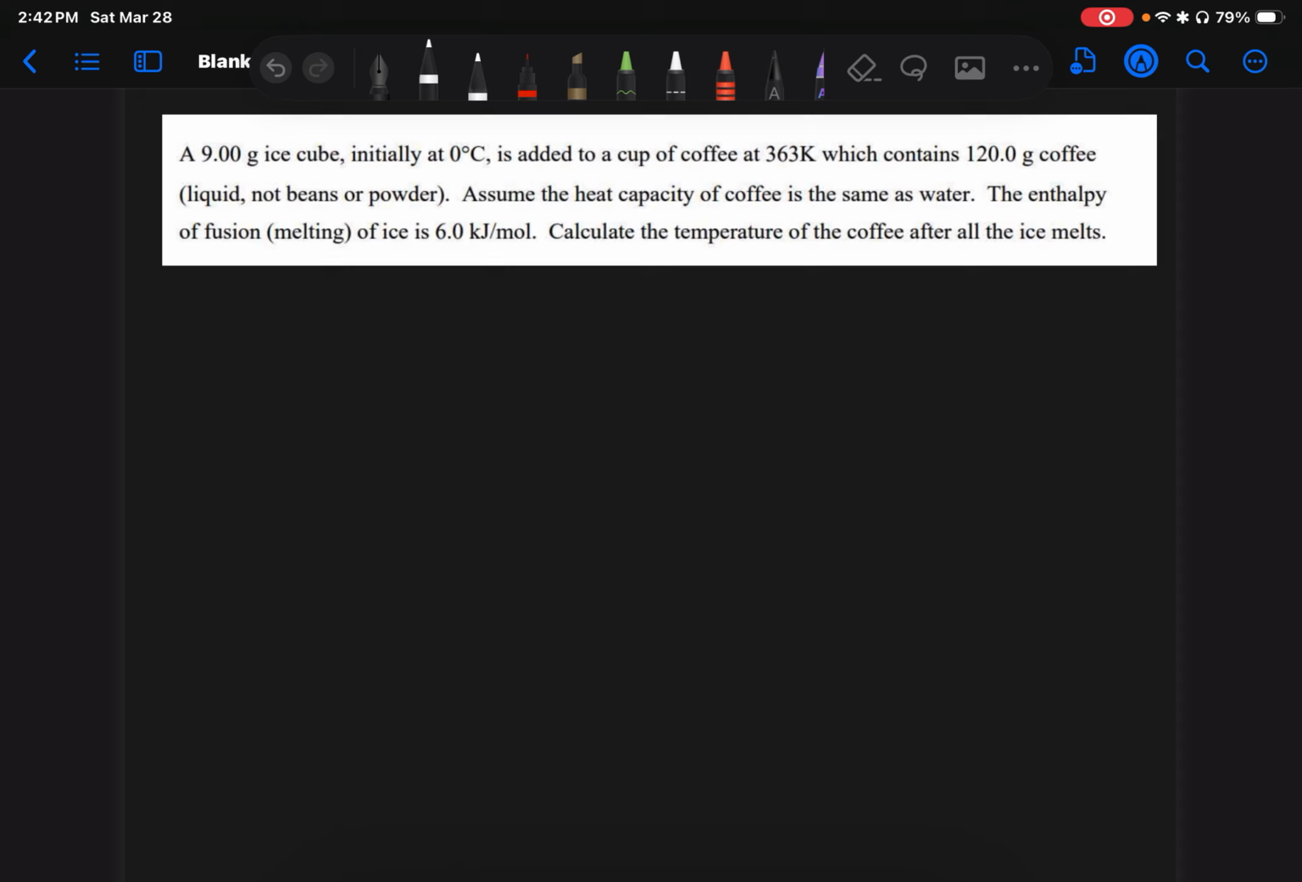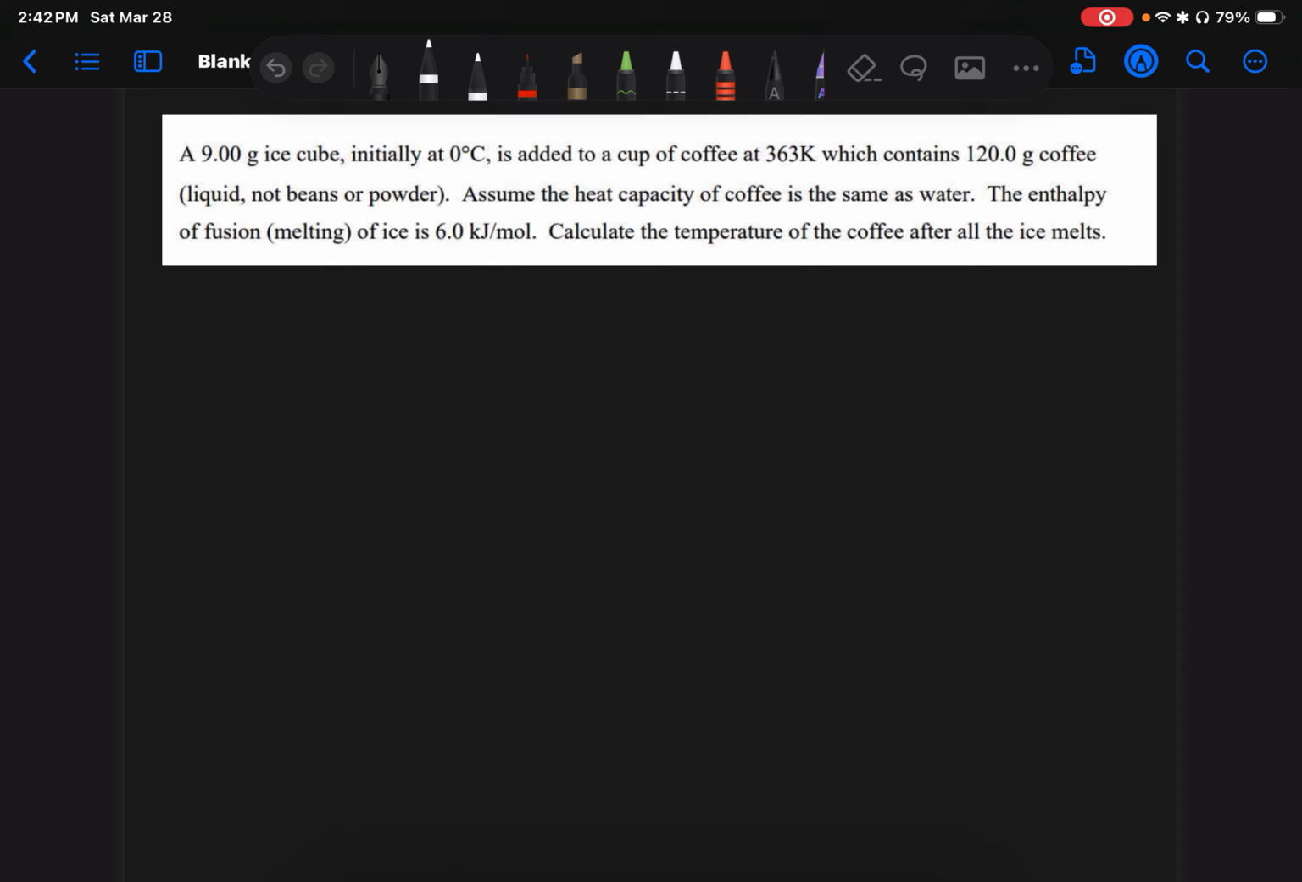Thermochemistry. A 9-gram ice cube initially at 0 degrees is put into a cup of coffee at 363 Kelvin, which contains 120 grams of liquid coffee. Assume that the heat capacity of coffee is the same as water. The enthalpy of fusion of ice is 6 kilojoules per mole. Calculate the temperature of the coffee after all ice melts.